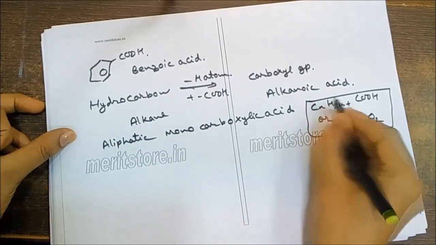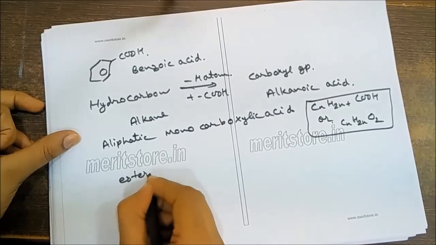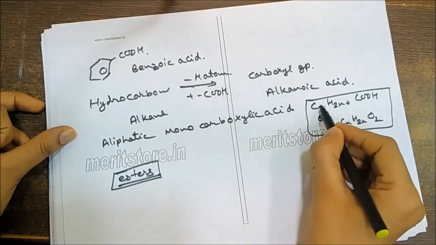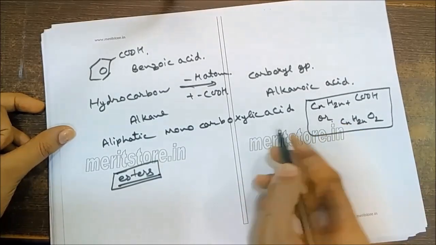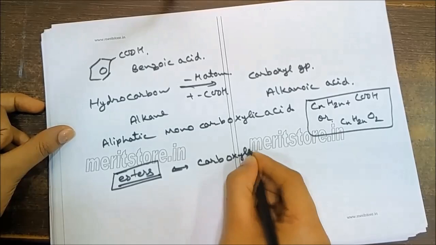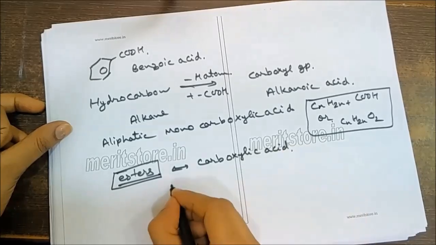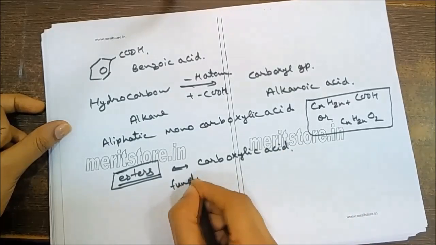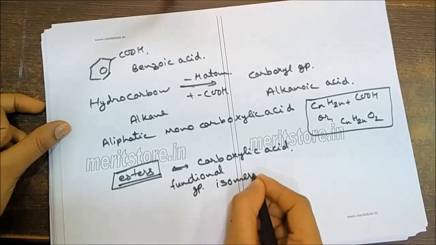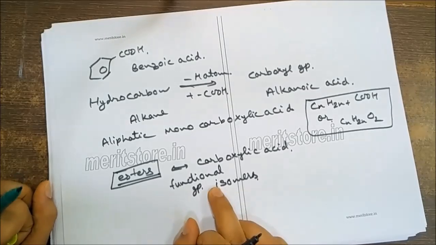This formula is applied the same for esters. Means carboxylic acids and esters have the same general formula. So esters and carboxylic acids are functional group isomers. Or we can say esters and carboxylic acid show functional group isomerism.